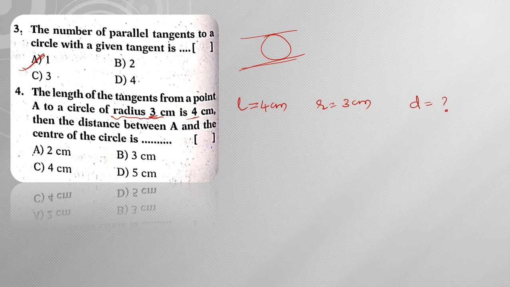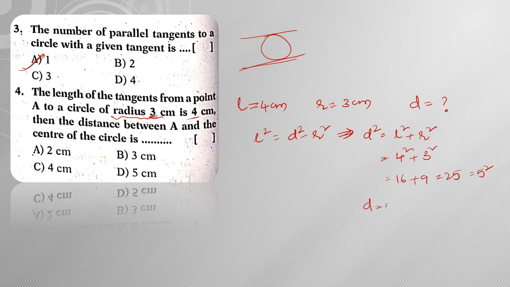Now already we know L square is equal to d square minus r square. So from this, I can write d square is equal to L square plus r square. Now substituting the values, this is 4 square plus 3 square. So clearly 16 plus 9, which is equal to 25, which is equal to 5 square. Now from this, d is equal to 5 centimeters. Hence the distance is 5 centimeters.